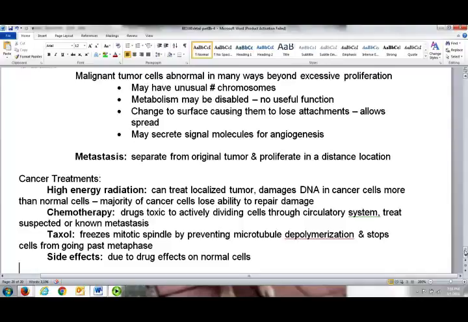So generally, cancer drugs do have a lot of side effects, and this is due to the drug effects on the normal cells. The hope is that you will damage enough of the cancer cells to kill the cancer before causing too much damage to the normal cells to kill the whole individual. Sometimes that works, sometimes it does not.